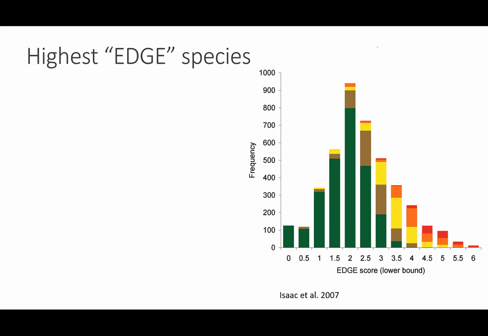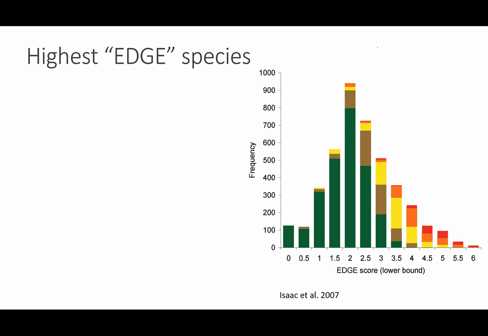But what you will notice in this figure is that the EDGE scores, which range from say 0 to 6, and remember the EDGE score includes both the evolutionary distinctiveness as well as the Red List extinction risk score. What we will notice here is that the higher you go on your EDGE scores, the more likely those species are to belong to those higher risk categories.